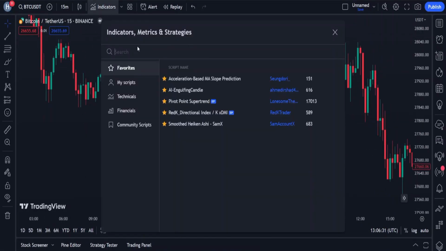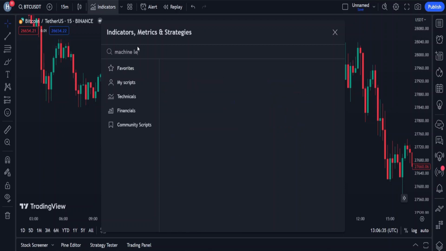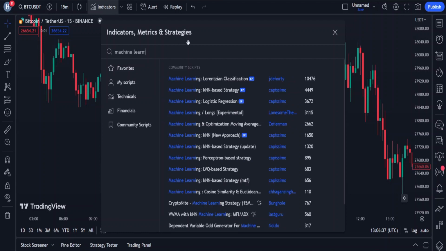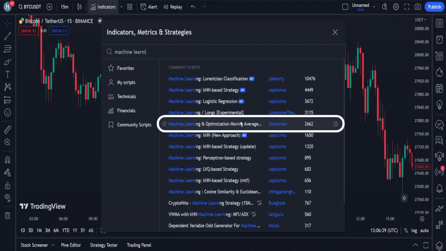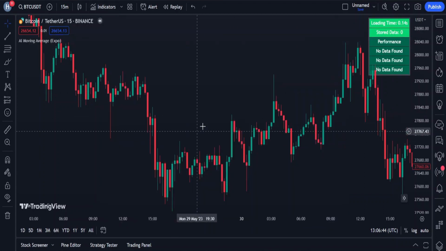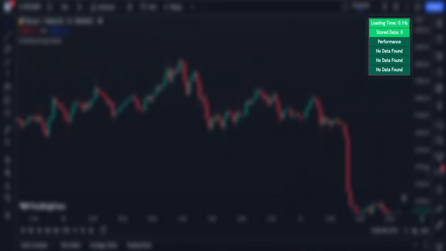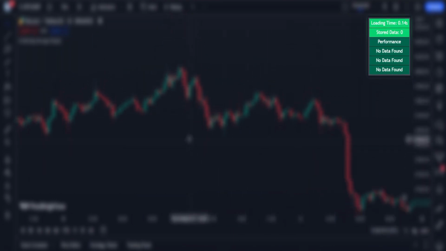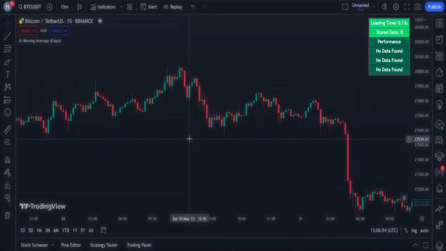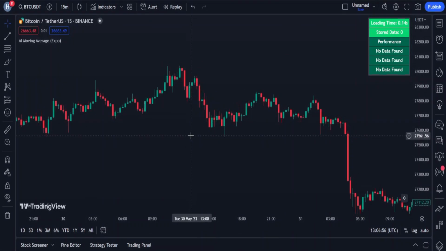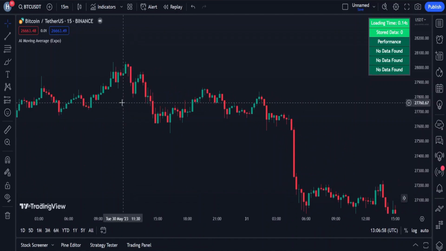So first of all, we will head over to the Indicator Search tab and search for the Machine Learning Optimization Moving Average indicator. After this, select this indicator made by ZMan and add it to the chart. As you can see, we currently are not seeing anything displayed on the chart. If we take a look at the top right corner, we can see that a table is plotted that shows us the data that we are currently using along with the value of the EMAs. Since we won't be using the table, let's disable it to make the chart less cluttered.